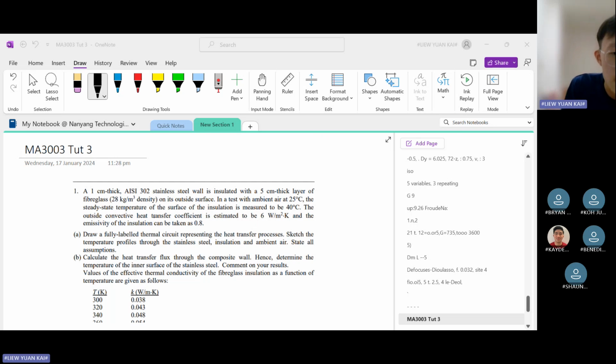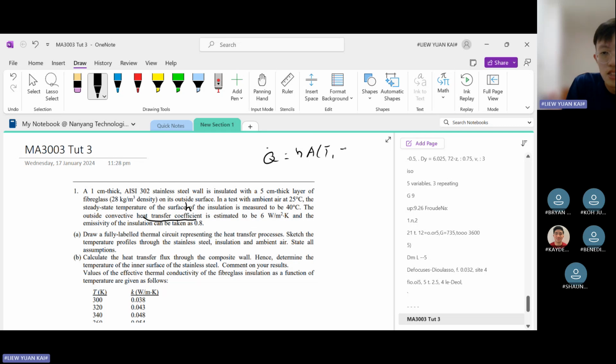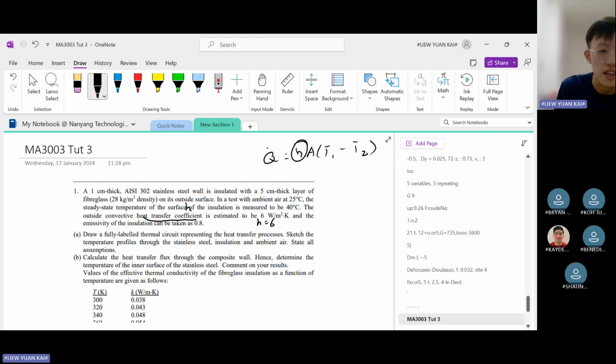Okay, so here's some keywords. This means H, it refers to H. As in, when you calculate the rate of heat transfer, Q dot, due to convection, it will be hA(T1 minus T2). We'll talk about what T1 and T2 are, but for now, this heat transfer coefficient refers to this H. It's estimated to be this. So we are told that H is equal to 6, and the emissivity is given to be this. This is epsilon, the Greek letter epsilon.